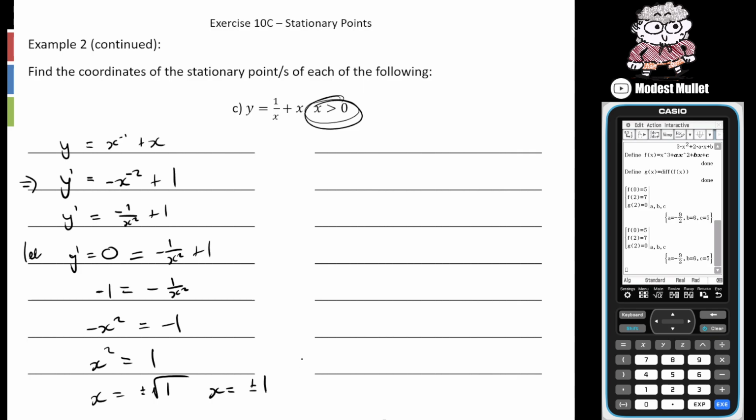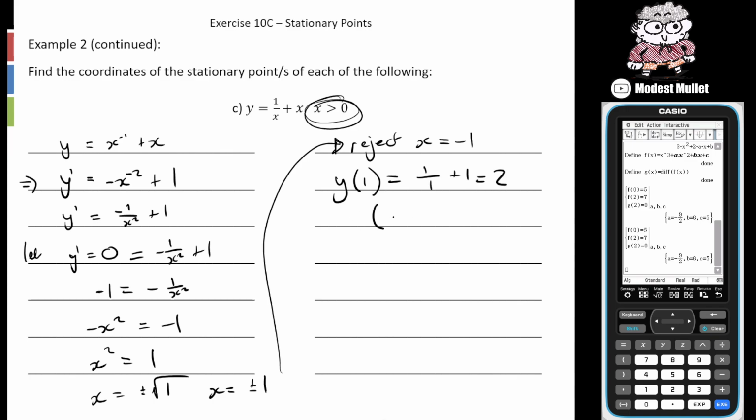We're told x has to be greater than 0, so we're going to reject x is equal to negative 1. So therefore, we're going to now find y of 1. So we get 1 on 1 plus 1 is equal to 2. So the coordinate of the stationary point is 1, 2. And it's good to put SP or stationary point is, or something, just to really indicate to the examiner that you have found a stationary point, and that's what that coordinate is that you're referring to.